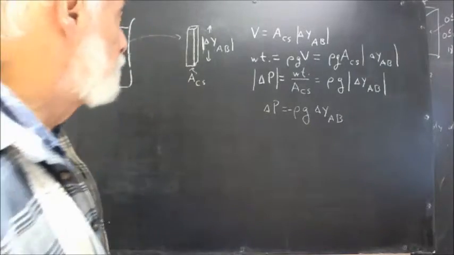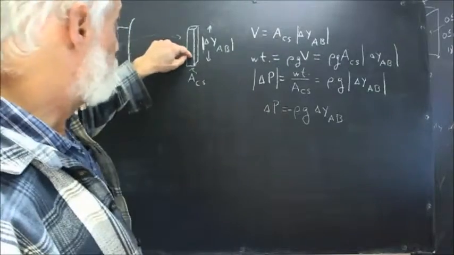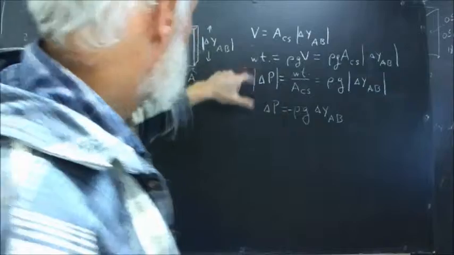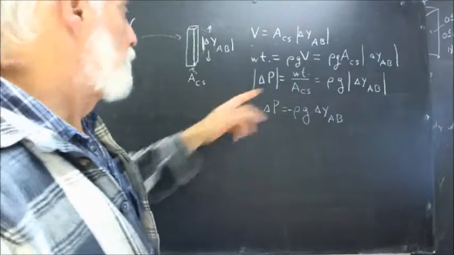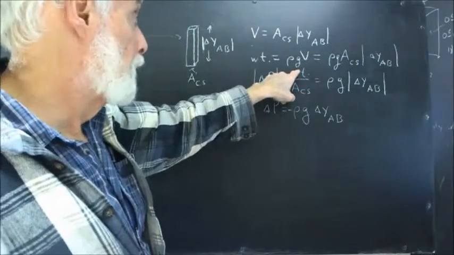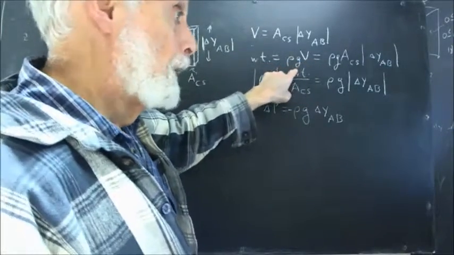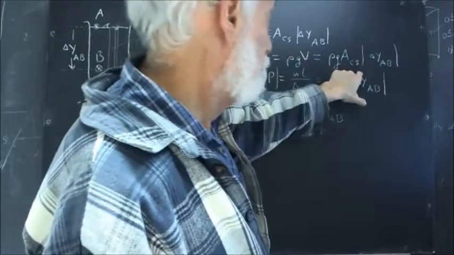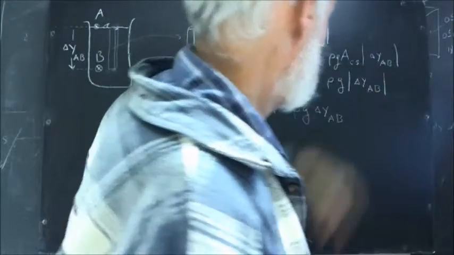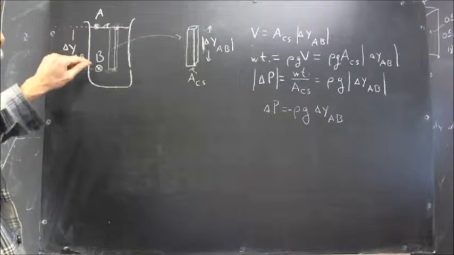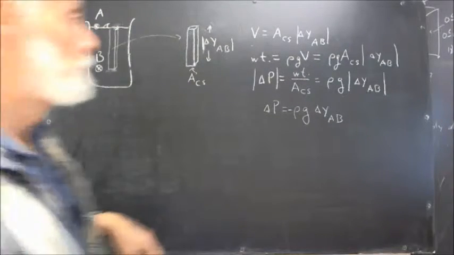Now we know from what we've seen already that the volume of this tube is the cross-sectional area times the altitude. The weight is going to be density times volume times the acceleration of gravity. Density times volume gives you the mass. Multiplied by the acceleration of gravity, you get the weight, and that gives you the expression rho g A_CS times the absolute value of delta y AB. And the delta y AB, of course, is the depth of this point B relative to the surface.